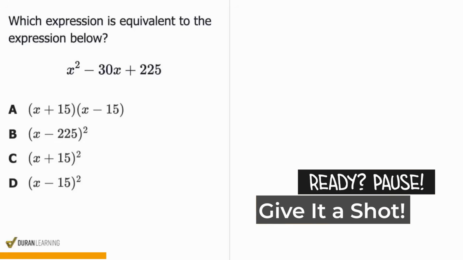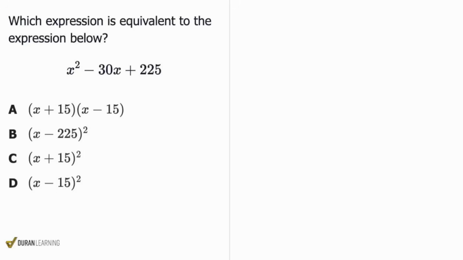Which expression is equivalent to the expression below? We have x squared minus 30x plus 225. So to take care of business here, we understand that we're trying to factor this trinomial, and we have two options.